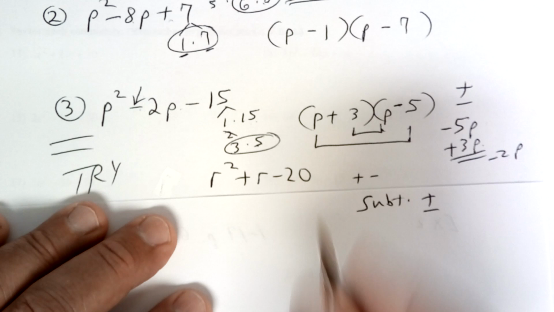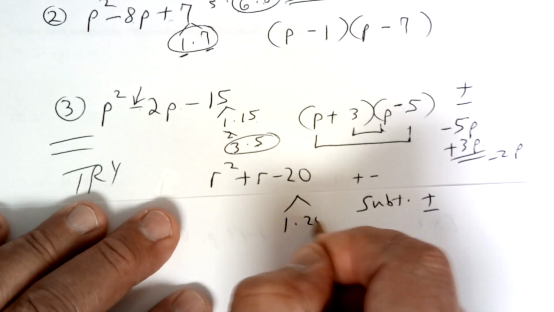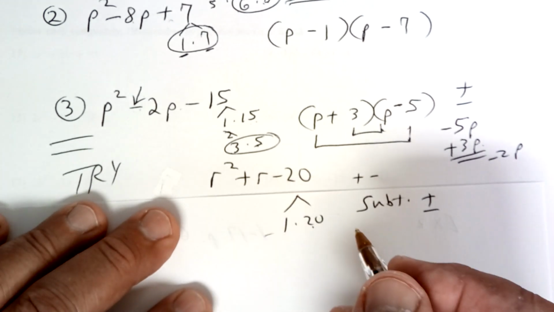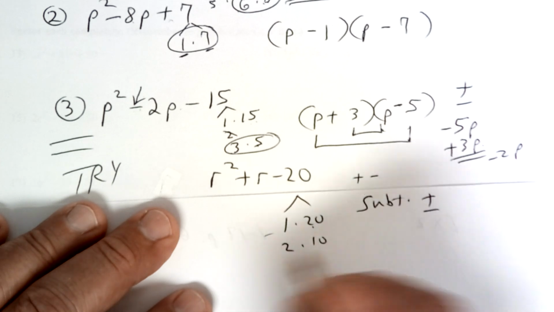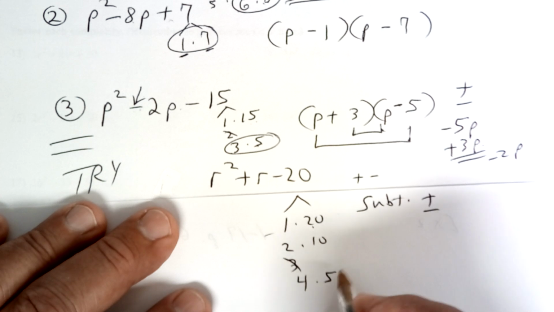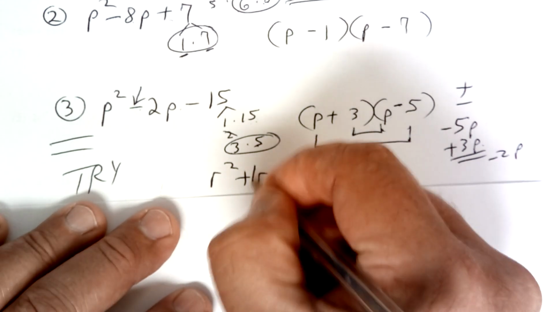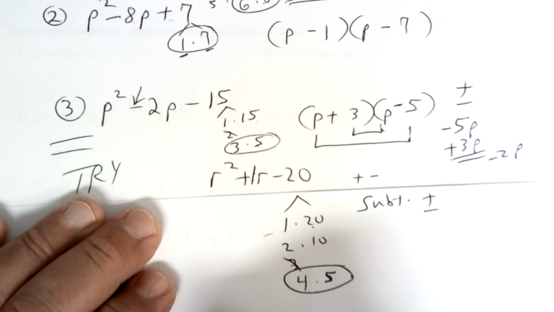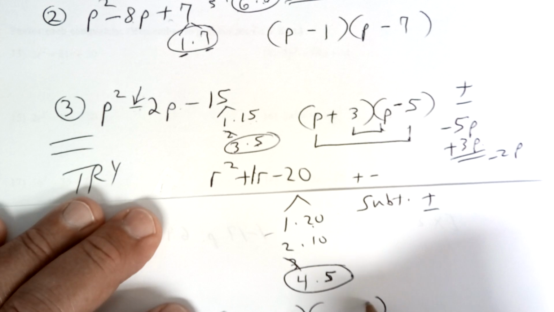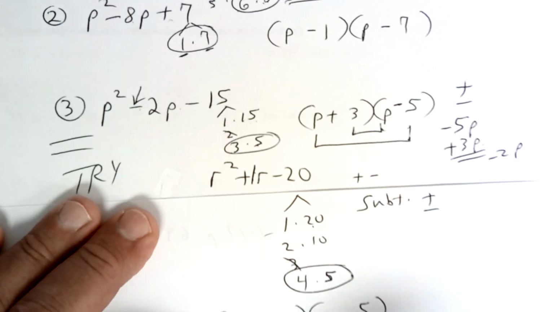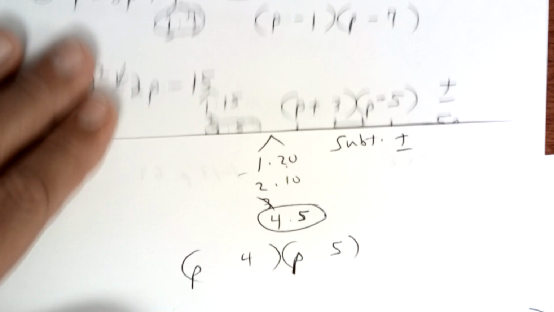So 20 is 1 times 20. If you subtract, you get 19. We don't want that. 2 times 10, subtract, you get 8. 3 doesn't work. 4 times 5, that's it. 4 and 5 is 20, and when you subtract, you get 1. So we know it's going to be a 4, and we know it's going to be a 5. And I'm using p, but that's okay. You can change that to an r. Okay? So let's finish this one up.